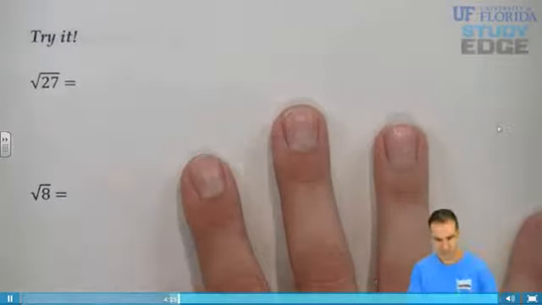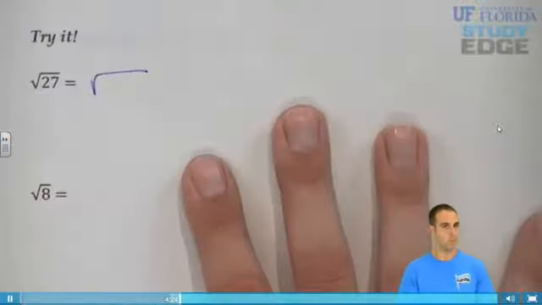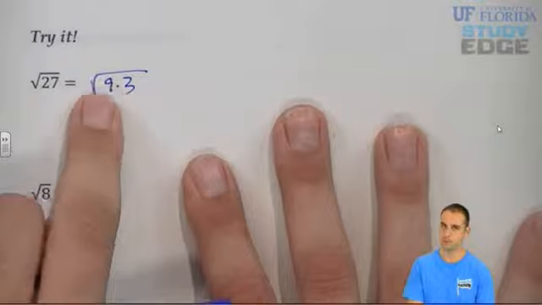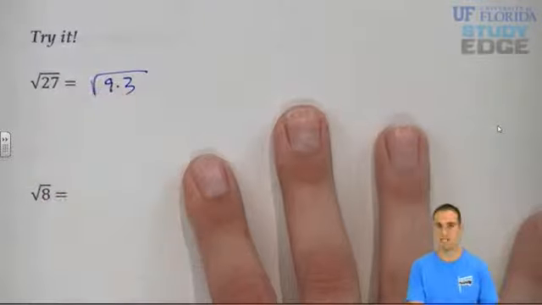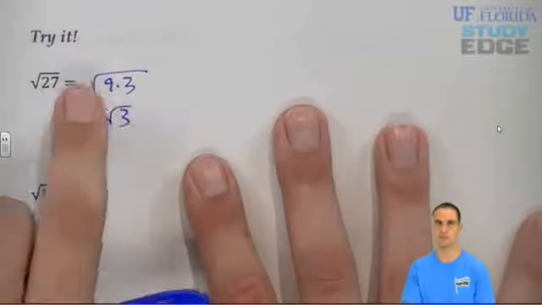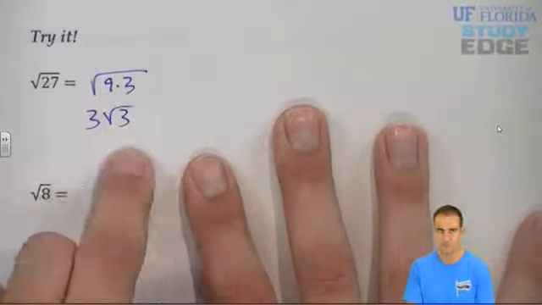Square root of 27. 27 is 9 times 3. There's a perfect square there at 9. The square root of 9 is 3, with a 3 left over. So I took out the square root of 9, and I left the 3.